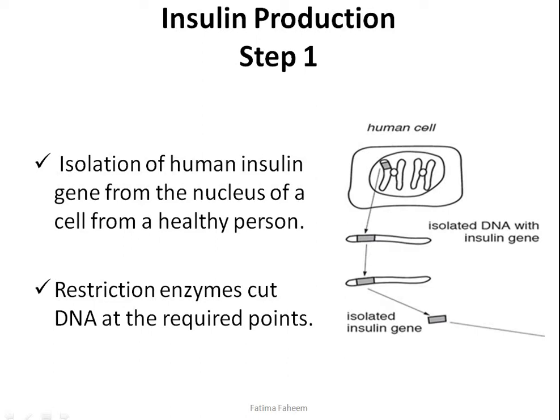As you can see in the diagram here, a human cell is taken and the gene which is responsible for the formation of insulin in humans is being isolated. This is done by the use of a restriction enzyme, which is able to cut the DNA at the required points.